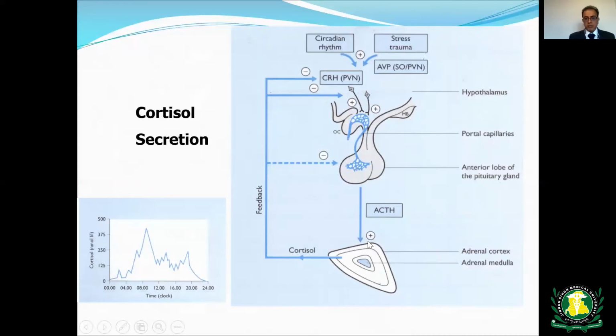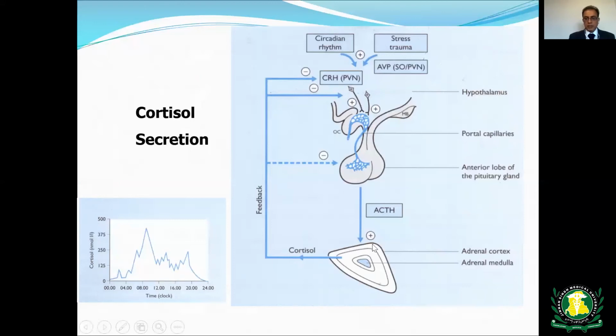If you have very high steroid in your body, called Cushing disease, what happens? It will switch off. This is called negative feedback. Again, same principle. It will switch off the pituitary as well as the hypothalamic area, and it will not release any further ACTH or CRH.